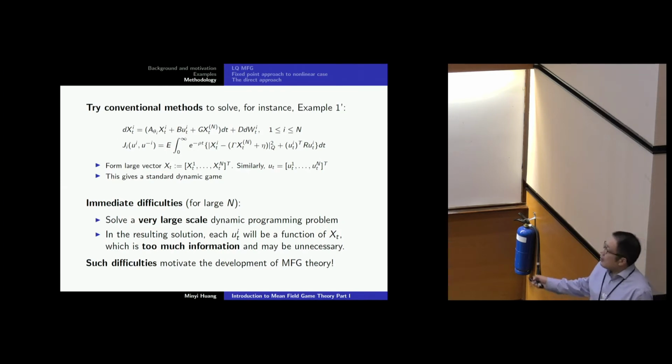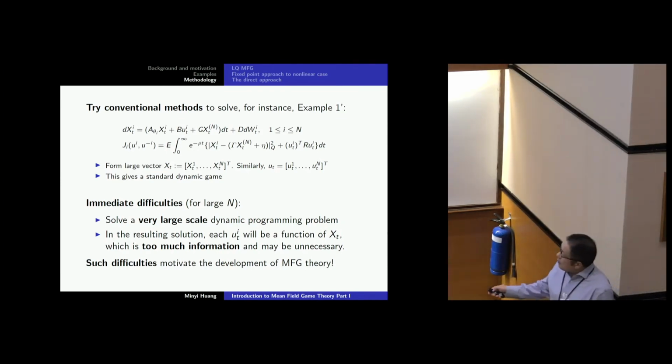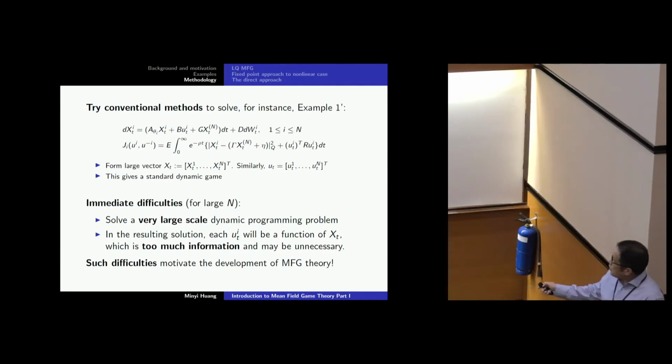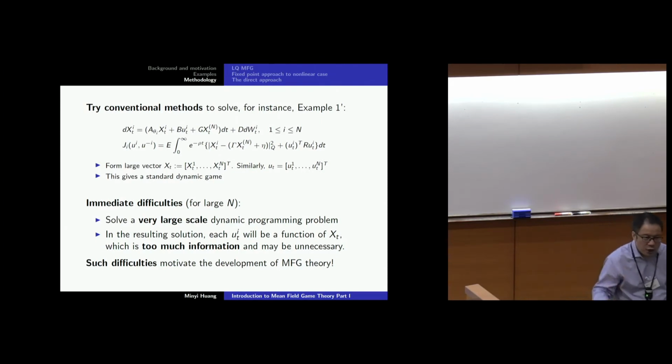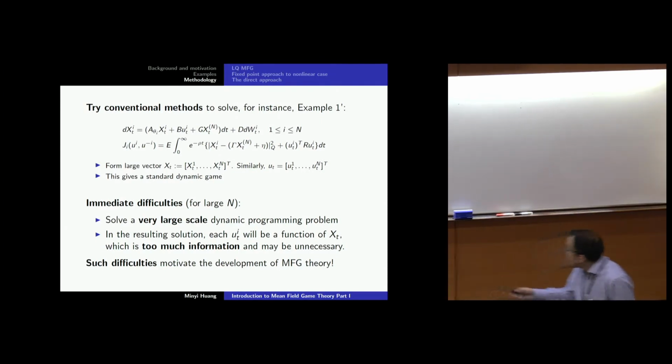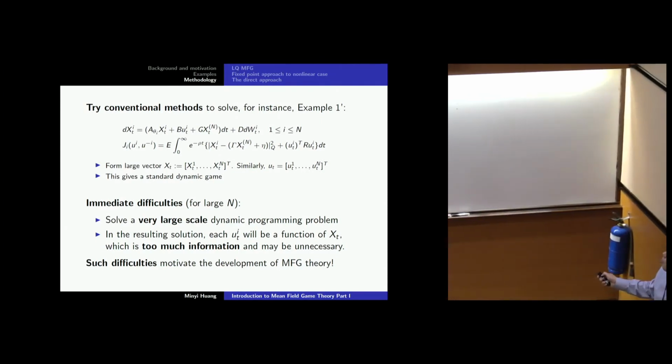So it's a lot of computation. There is another trouble. Each individual strategy will be a function of x_t, this huge vector. This is too much information, and maybe unnecessary. In many practical situations, this is not realistic.